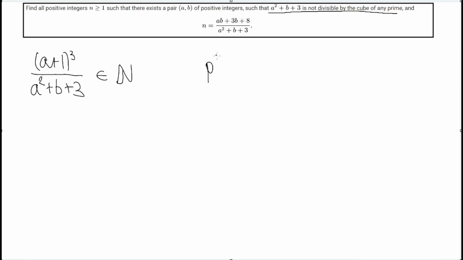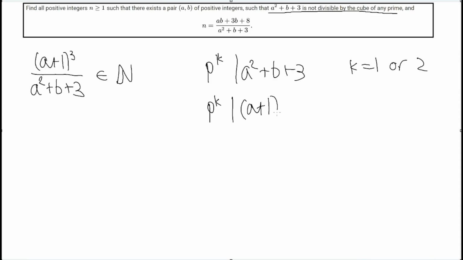So suppose that we have a prime power p to the k dividing a squared plus b plus 3. Since we're dealing with the cube of any prime, it makes sense to let a prime power divide this, so that we know that k is equal to 1 or 2, because if it is 3, then it violates the problem condition. Then since this quantity here is an integer, we must have p to the k also dividing (a plus 1) cubed.